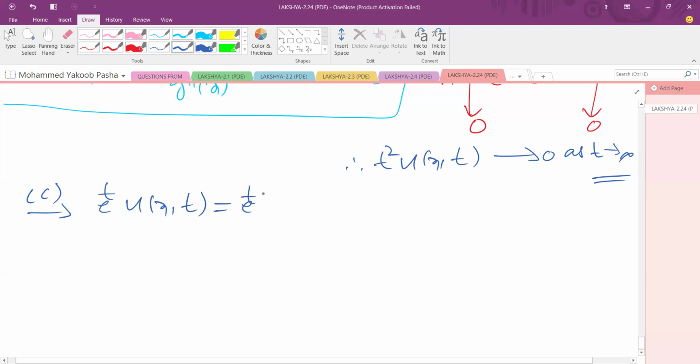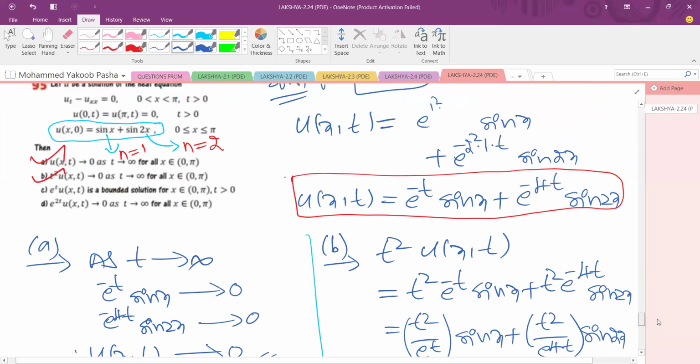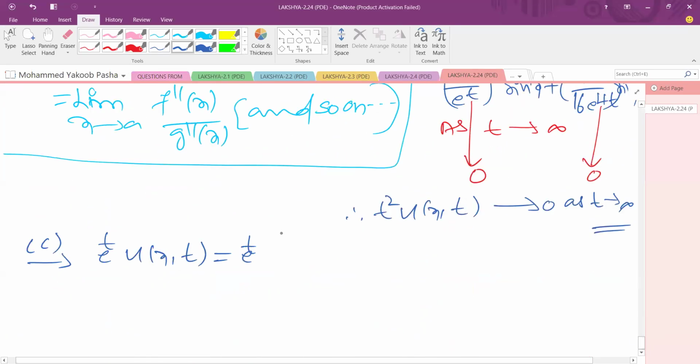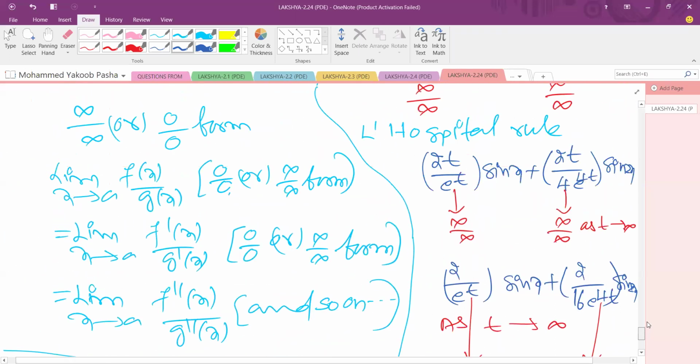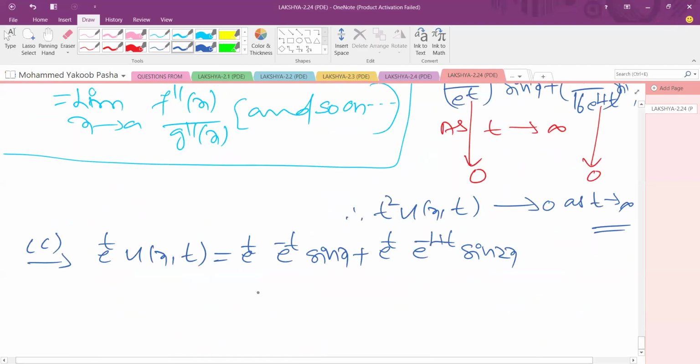So e power t into u of x comma t is e power t times (e power minus t into sin x plus e power minus 4t into sin 2x). That is e power minus t sin x plus e power t into e power minus 4t sin 2x, multiplied with e power t. So this becomes sin x only, and this becomes e power minus 3t into sin 2x.